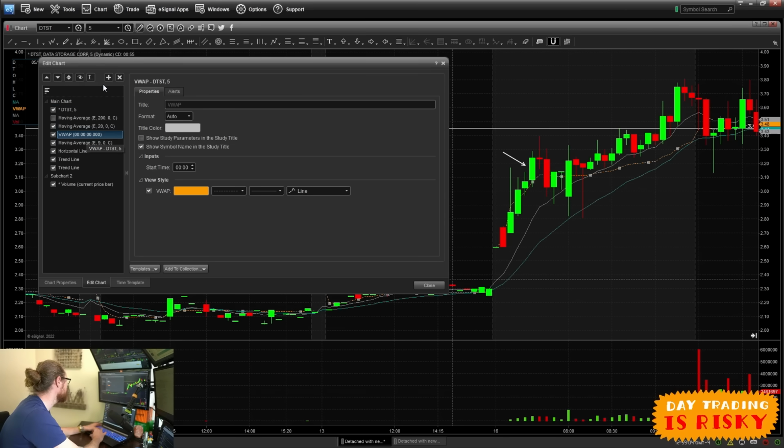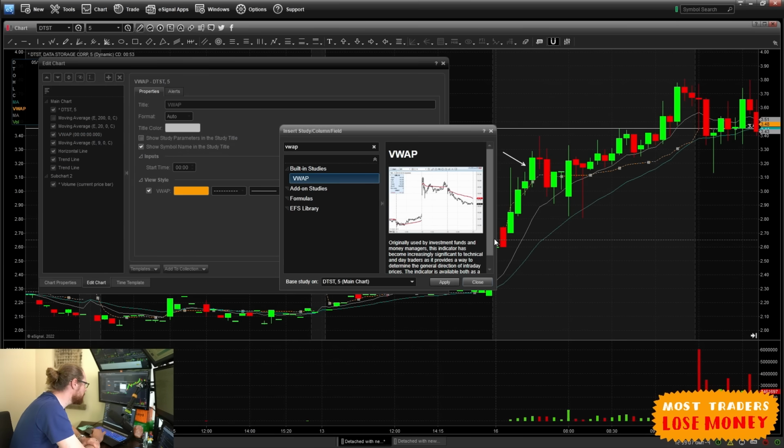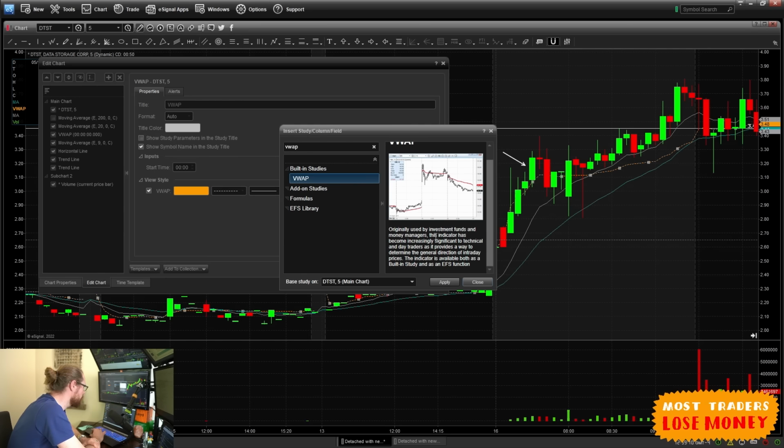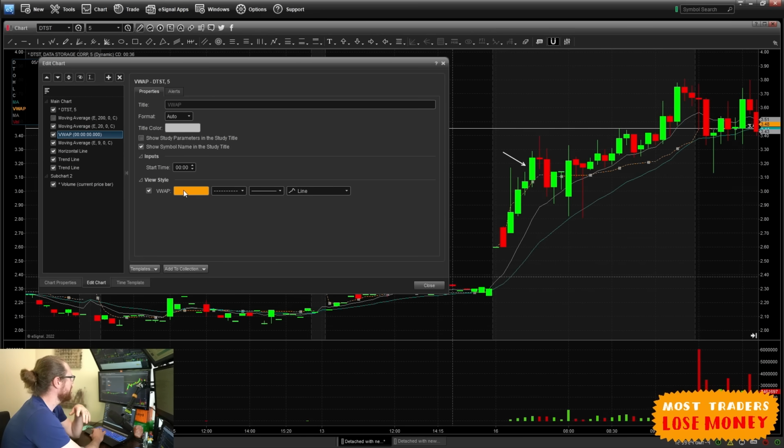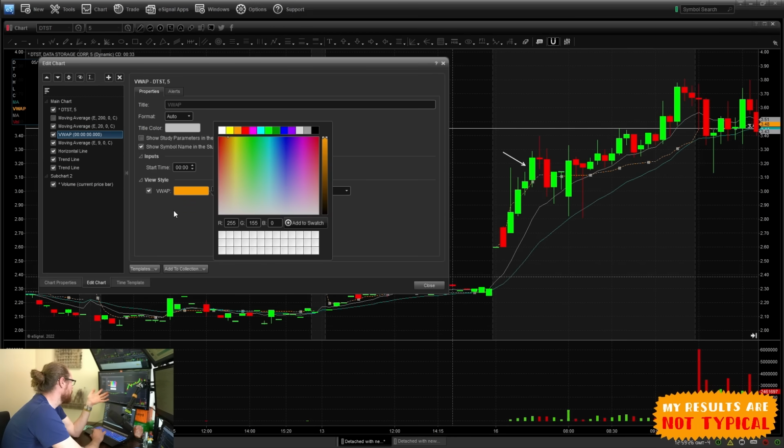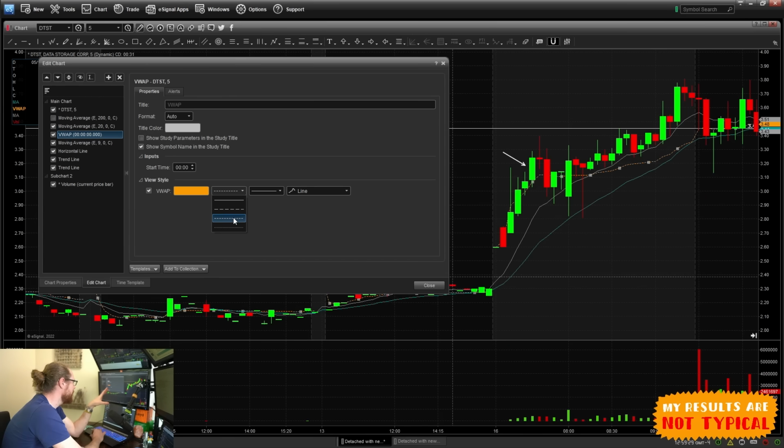Although let's just check to see what it said. So originally used by investment funds and money managers, this indicator has become increasingly significant to technical and day traders as it provides a way to determine the general direction of intraday prices. This indicator is available as a built-in study. Okay, so I have made it orange, but you could do whatever you want. And I made it a dotted or dashed line instead of a solid line. But again, that's just my personal preference. This is the way my charts will always look. So anytime you're looking at my charts, this is what you're going to see: VWAP in orange, dashed line.